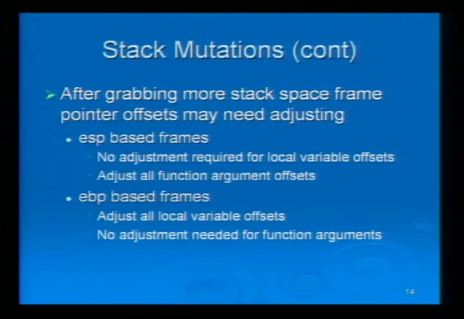When you have a frame pointer-based stack frame, like an EBP-based stack frame, then you need to adjust all your local variable arguments because they're higher up in the stack, so we have to subtract a greater offset off of EBP, but there is no adjustment required for your function arguments. The first case is usually easier because there's typically more local variables declared than there are arguments, so there are fewer changes perhaps.